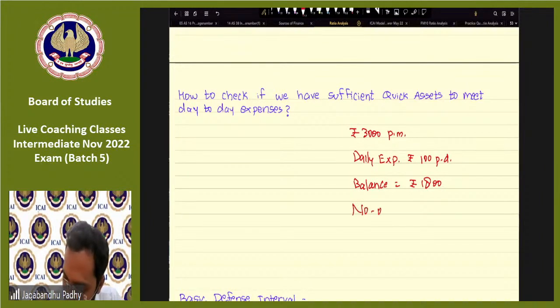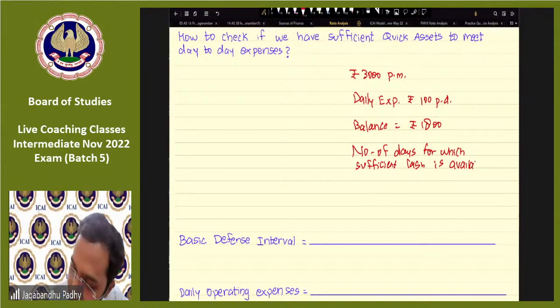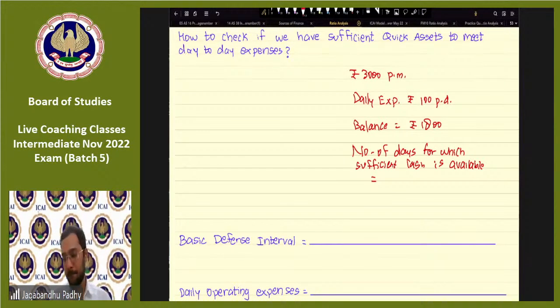Now tell me, what is the number of days for which sufficient cash is available with you? For how many days do you have sufficient cash with you? 18, exactly. So you'll say, sir, this is 1,800 divided by the daily expense of 100 rupees. So I've got cash equal to how many days? 18 days. Right? 18 days of cash is what we have got. Perfect.